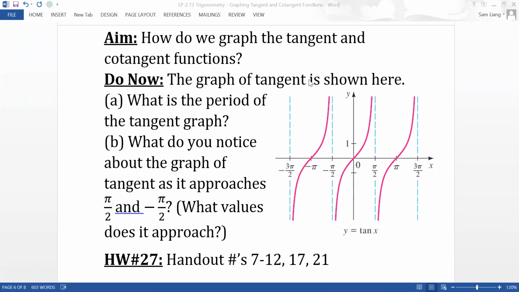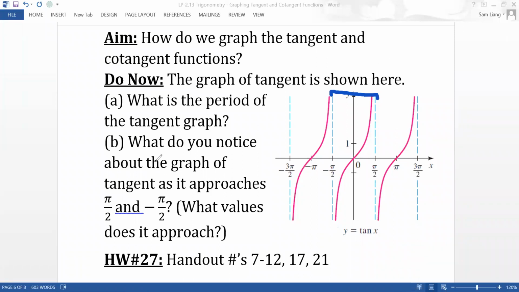Good. Yeah. So if you focus on this middle branch here, as we can see, from negative pi over 2 to pi over 2, it's one branch, and then after pi over 2, it repeats. So we could say that the period is just pi. It's negative pi over 2 to pi over 2, and the distance between that is pi, or 180 degrees. So the period will be pi. I'll show the answers in just a bit, but keep that in mind. The period of tangent is pi.